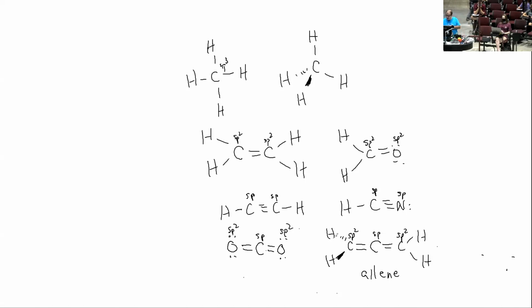Good, so those are the types of hybridization that I think we're going to be dealing with. I don't think you'll need any others than sp3, sp2, and sp. Make sense?